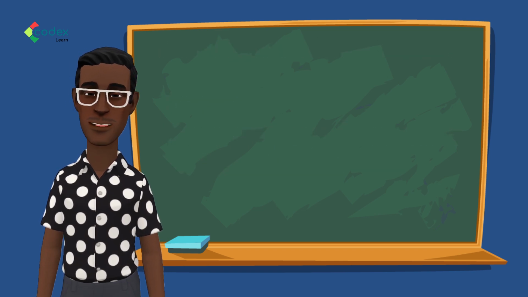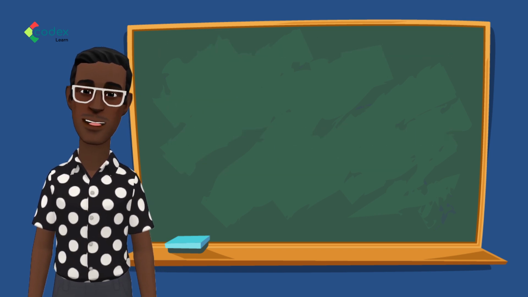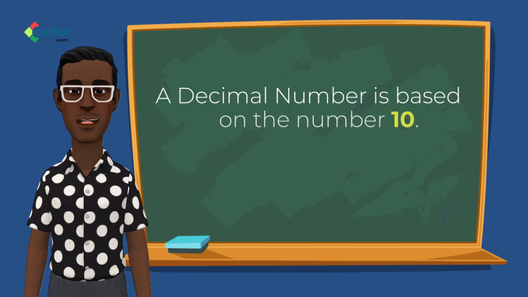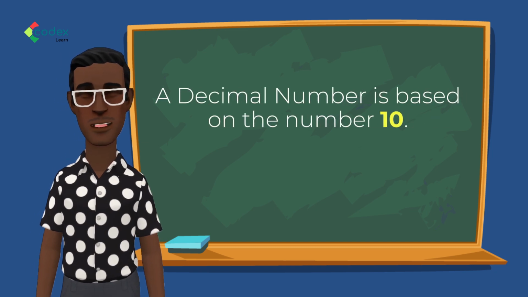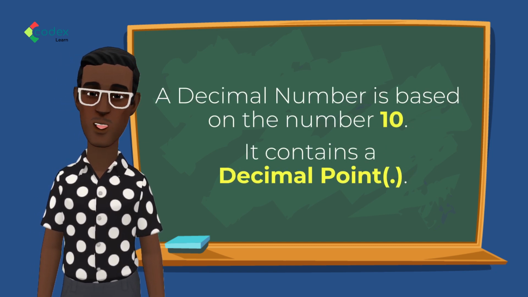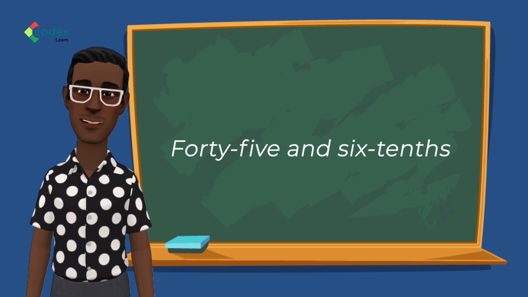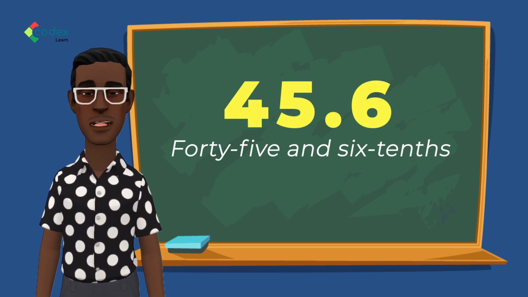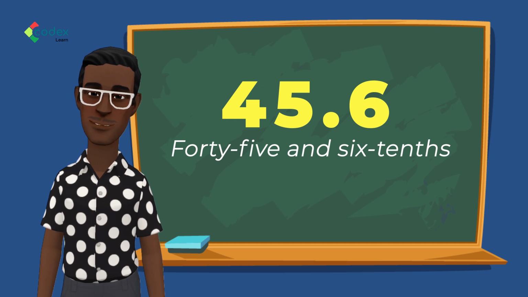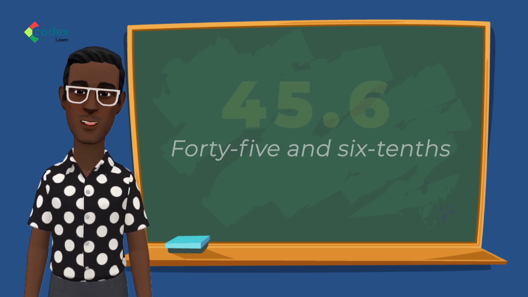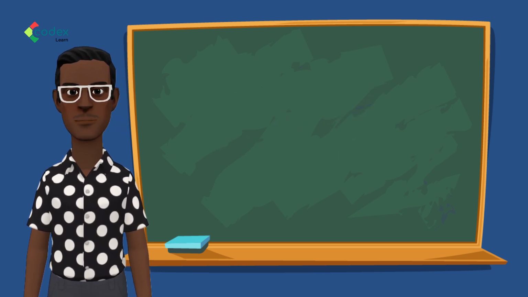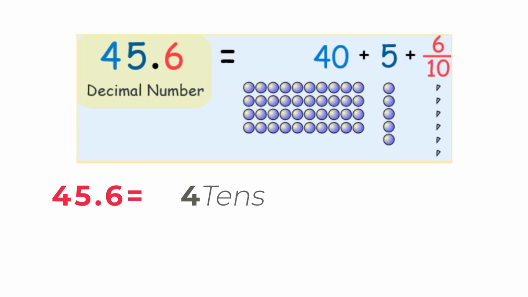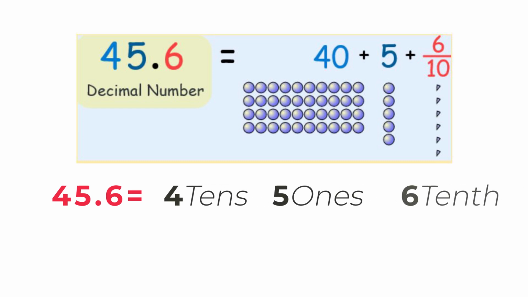First, let's begin with understanding what decimals and percentages mean. A decimal number is based on the number 10. It contains a decimal point. For example, here is the number 45 and 6/10 written as a decimal number. The decimal point goes between ones and tenths. 45.6 has 4 tens, 5 ones and 6 tenths, like this.